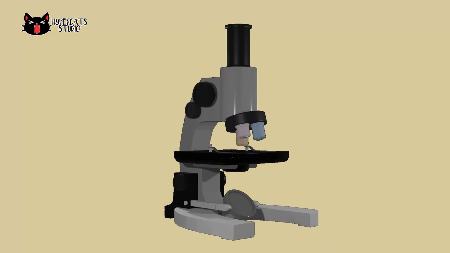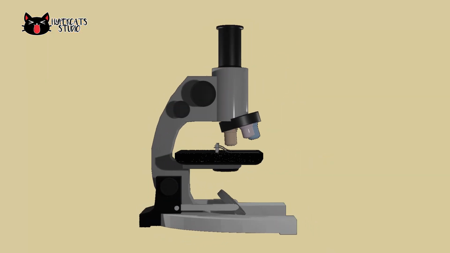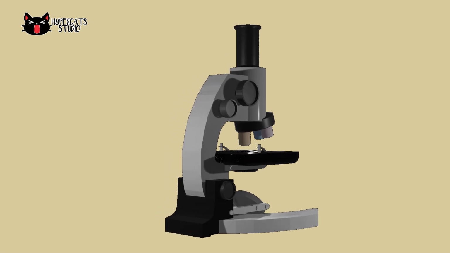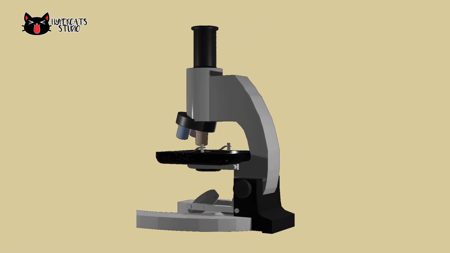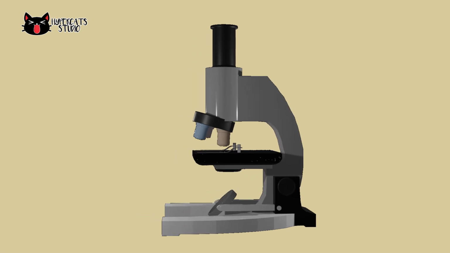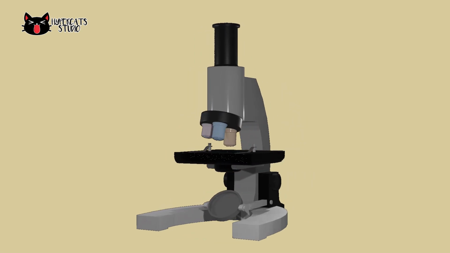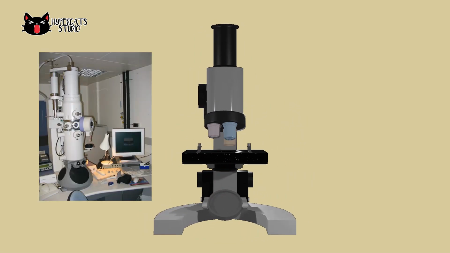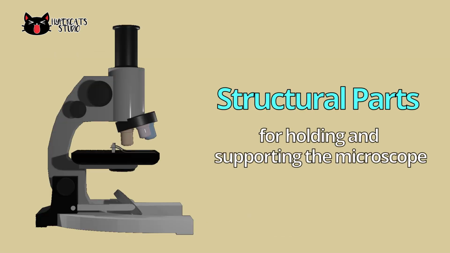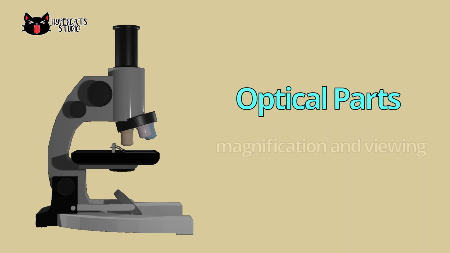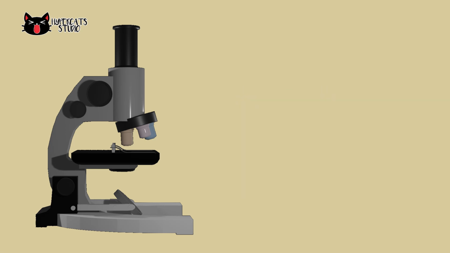Microscopes are important for scientists and students to study microorganisms like bacteria and cells, and structures that are too small for our eyes to see. They use different types of microscopes like a compound light microscope and an electron microscope. A microscope is made up of structural parts for holding and supporting the microscope and its components, and the optical parts, which are used for magnification and viewing of specimens.